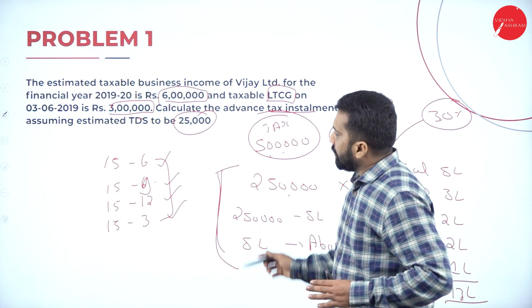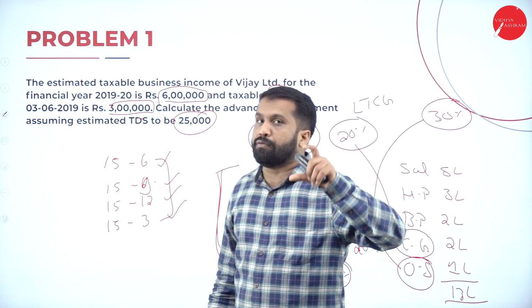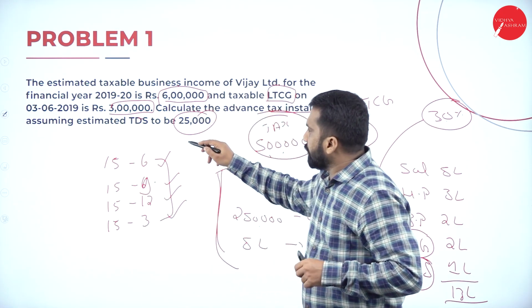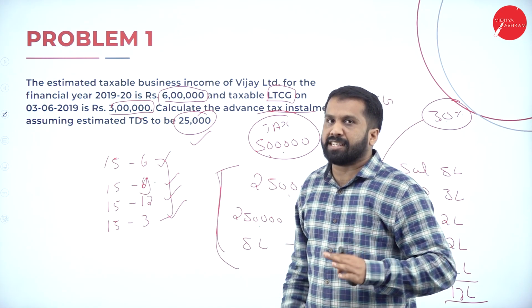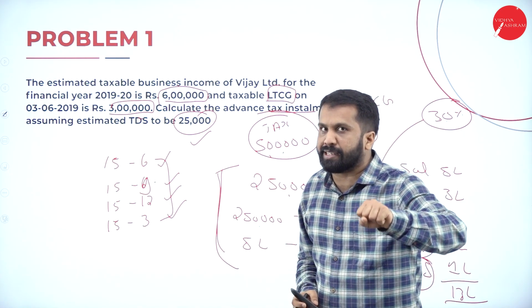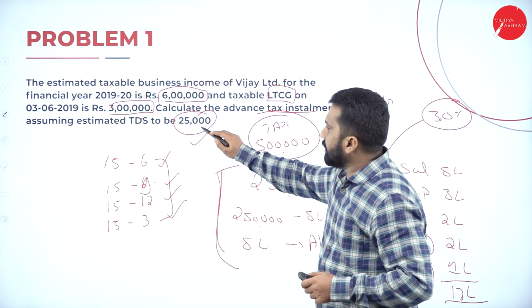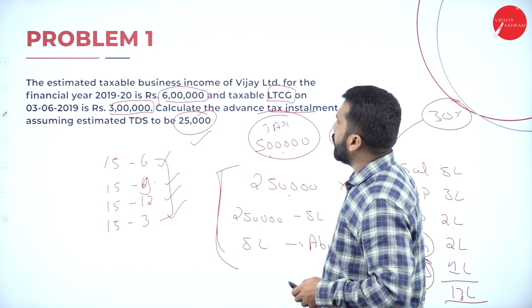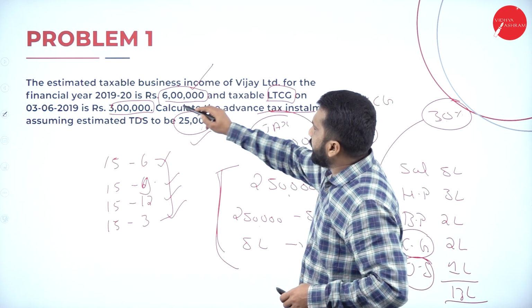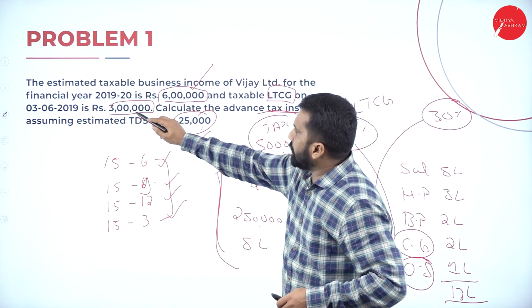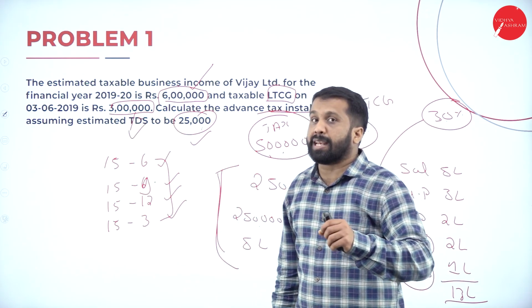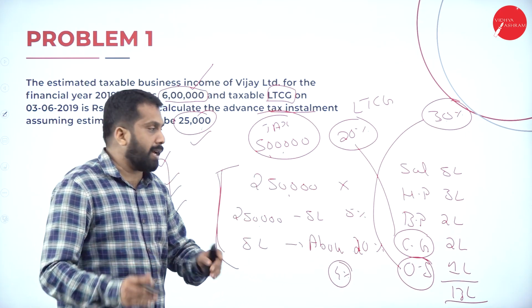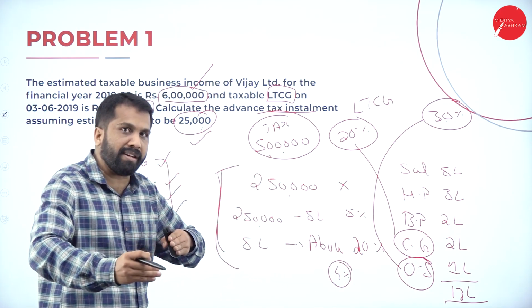What you are supposed to do? Calculate your tax amount. After finding your tax amount, because you already paid 25,000 tax, from whatever tax payable is there, you are supposed to minus 25,000. Hope you are clear up to this. Good. Now, what is your income? 6 lakh is your business income, and 3 lakh is your long-term capital gain income. Remember, long-term capital gain you cannot club with this. You have to do it separately.